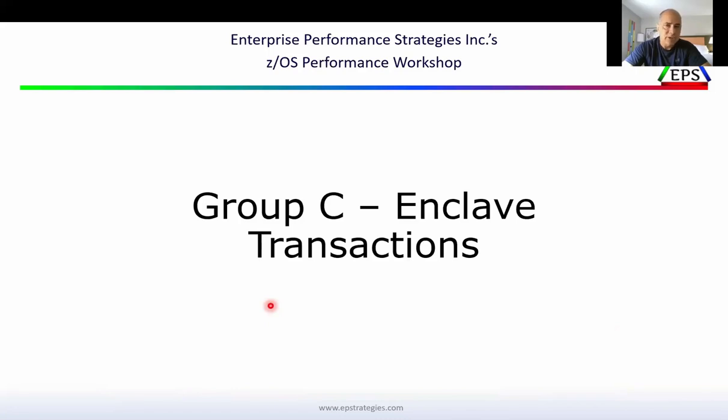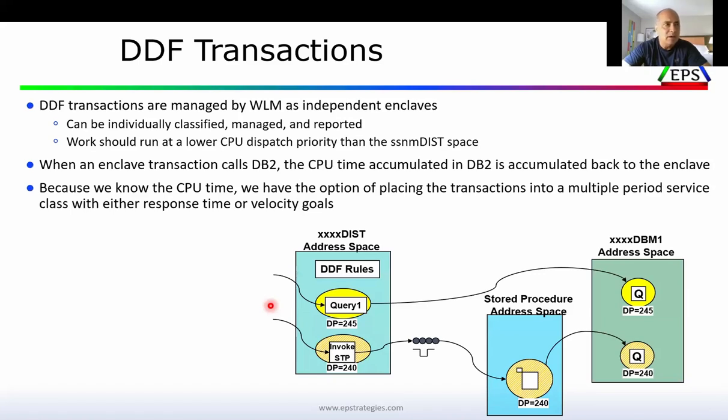The third type of transaction is what I call enclave transactions. And what we're talking about here is when we're able to run the transaction in an enclave. And as you probably know, with enclaves, you can distinguish the life of the address space away from the life of the transaction. You're able to accumulate the CPU time to the enclave, to the transaction, away from the address space. And I'll show you that example in a moment.